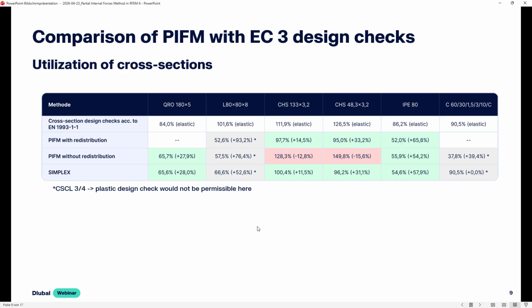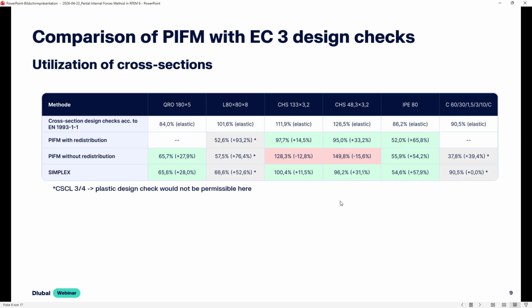Okay, so much to the comparison, and I think, from this point of view, it becomes much clearer how beneficial the PIFM can be compared to the EC3 design checks. And I think in many cases, you will be able to reduce your cross-section size by 1 or 2 sizes, which of course will reduce the costs of the project and lead to a more economical structural analysis.